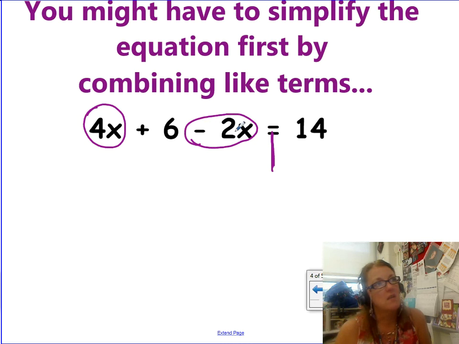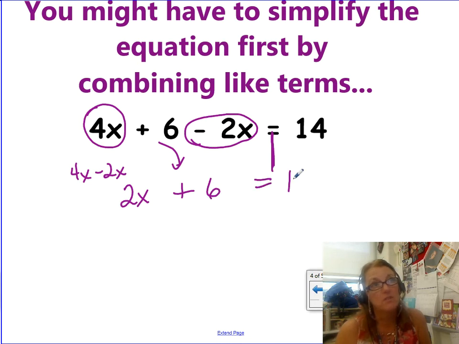A 4x and a minus 2x will combine to give us just plain old 2x. Nice. I still have plus 6, and this is still equal to 14. But now it's more neat and tidy, and now you can go to town. Here's my variable. Undo what's happening. Subtract 6 from each side.